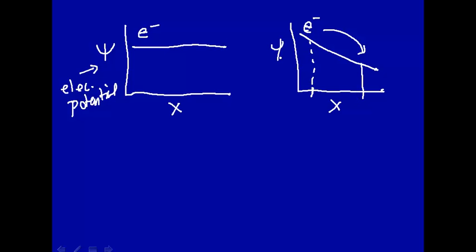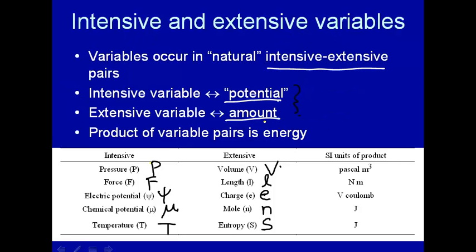This essentially is how a battery works. There's a potential difference across a battery. Electrons like to go from high potential to low potential. So there you go. So we'll look at those in more detail.